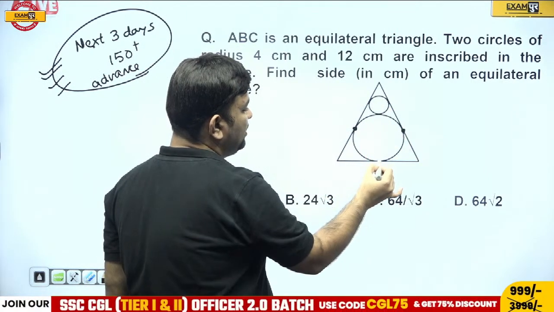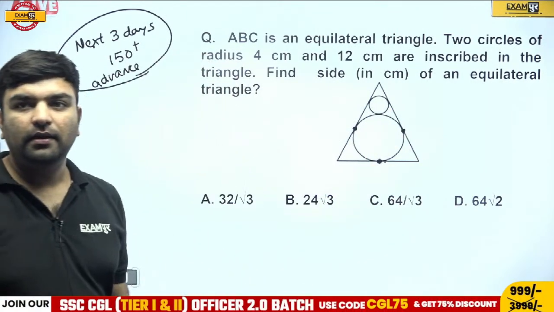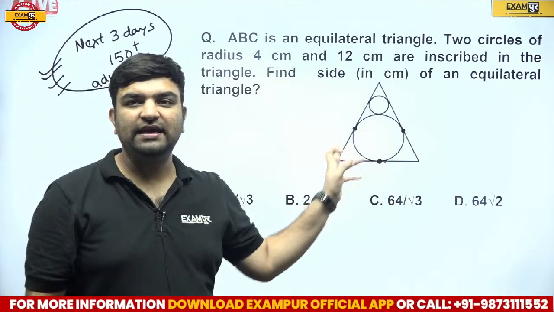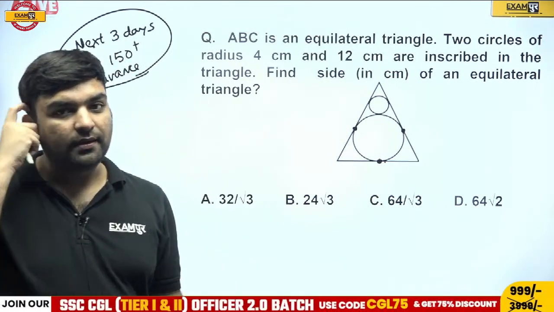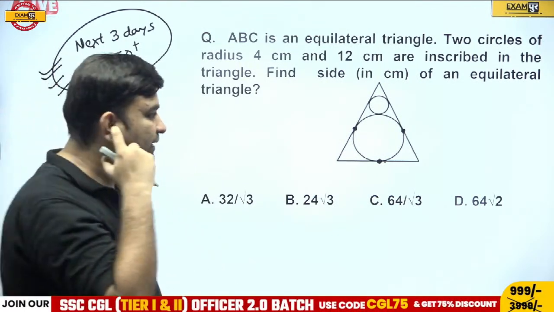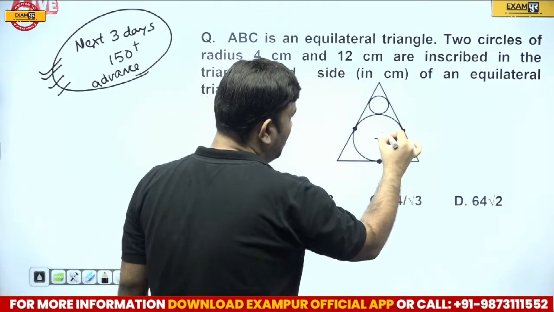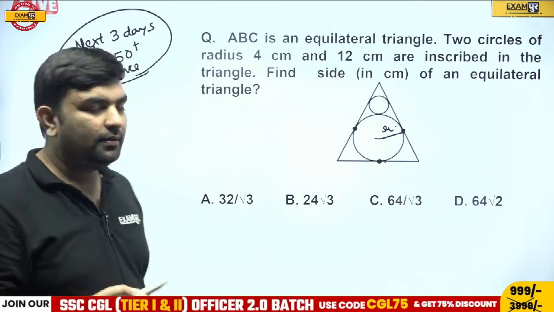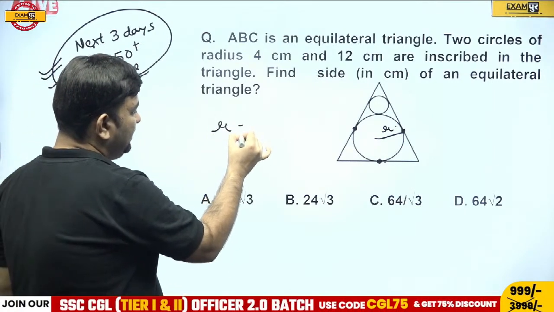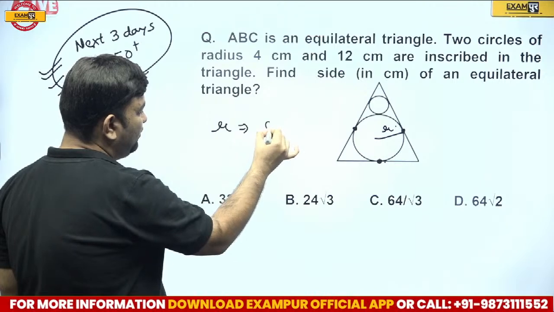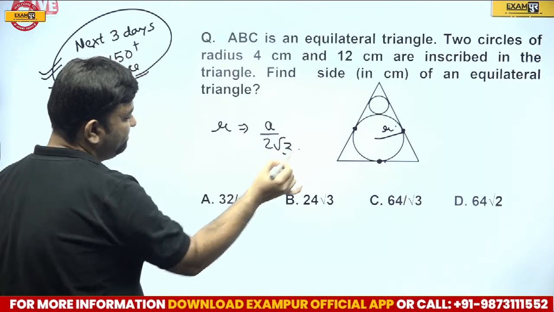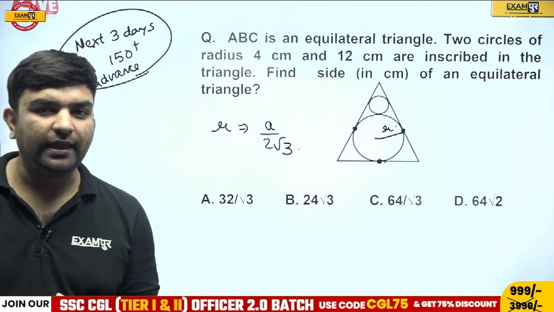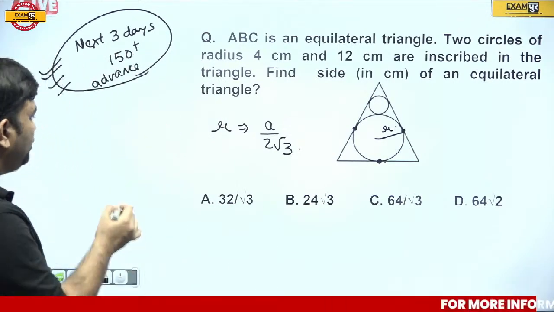Concept wise, a circle touching all the 3 sides of a triangle can be called an incircle. The inradius for a circle inside an equilateral triangle is a upon 2 root 3.